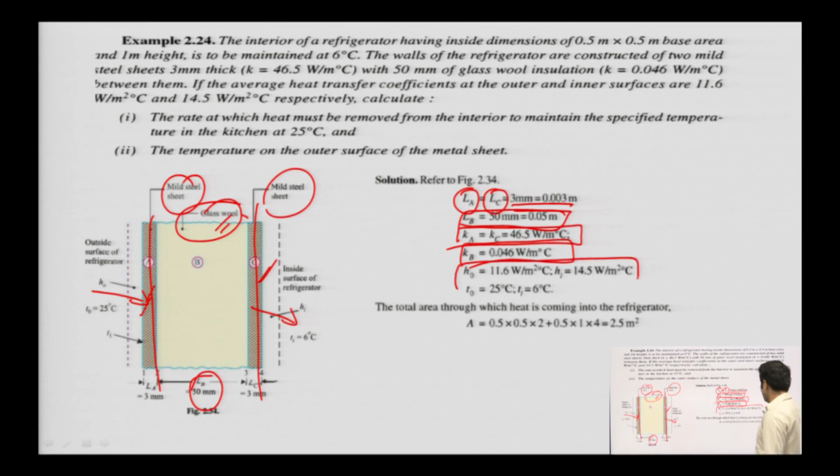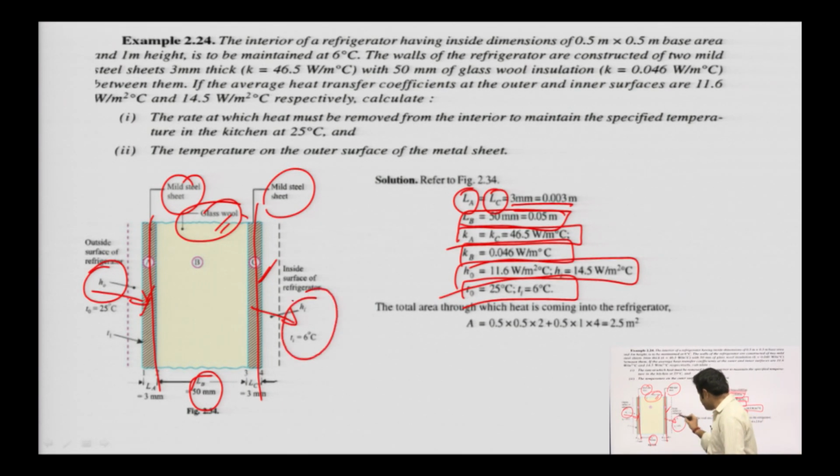We have Ho, the heat transfer coefficient at the outside surface of the refrigerator, for the resistance you want to calculate. To, the outside or ambient temperature, is 25 degrees Celsius, and Ti, the inside temperature of the refrigerator, is 6 degrees Celsius. The total area through which heat is coming into the refrigerator is this one plus this, so it is about 2.5 meter square.